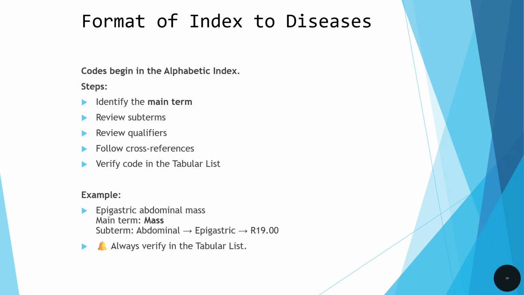Now, I will say a lot of times when you're coding for diagnoses that have three terms, you usually start with the term that's on the right-hand side. That's just a little trick I've learned. Like for this example here, you're going to start with mass, and then you're going to go from right to left. Then your second term is abdominal, and then your third term is epigastric. I'm not saying this is for all codes, but a lot of times, if you have more than two terms, this is how you're going to find your code.